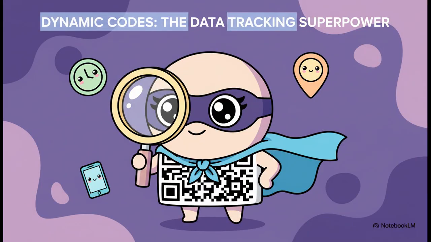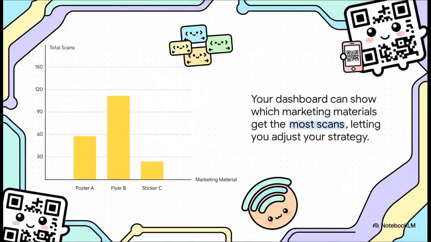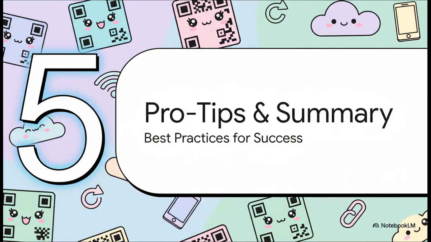But wait, there's more. The real superpower of dynamic codes, the thing that makes them so valuable, is that you can actually see how they're being used. You get to track really important metrics. So imagine you put QR codes on 3 different flyers for an event. With a dynamic code, your dashboard can show you exactly which flyer is getting the most scans. You get actual data to see what's working and what isn't. No more guessing.